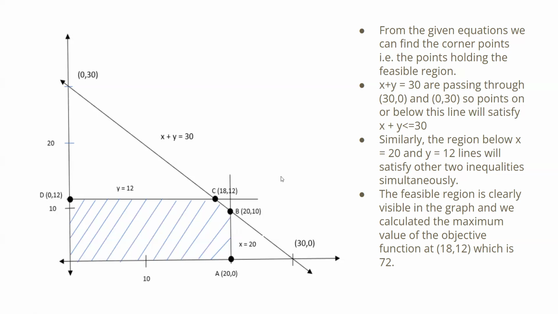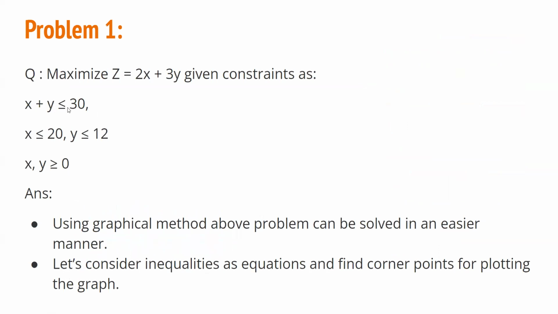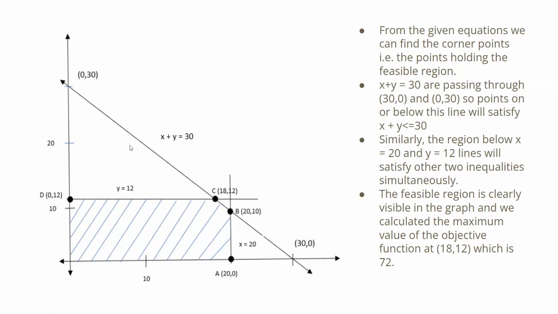Why? Because they contain the feasible solution of the optimization. How? Now you are done with plotting the lines within the graph, you have considered the inequalities as equations and plotted the lines properly, and you have found the corner points. Now your task will be to find the feasible area of solution. If you consider x plus y less than or equal to 30 within this graph, how will you see which area falls under this inequality region?